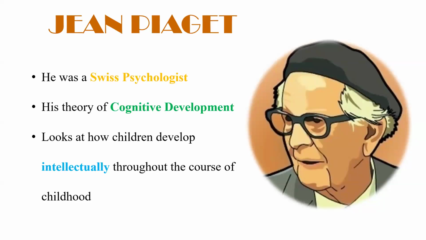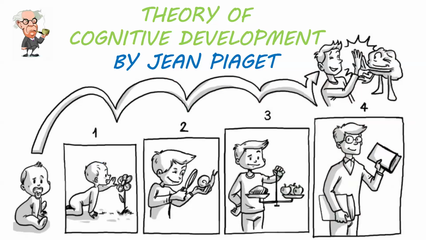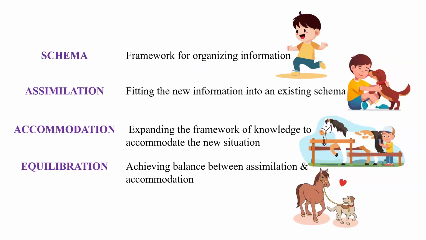Then we'll come to Jean Piaget's theory. He was a Swiss psychologist. He has given the cognitive developmental stages. Four stages he has given. Before that, we'll see these four terms, which are very important from the perspective of Jean Piaget's theory of cognitive development. Here he has talked about a schema.